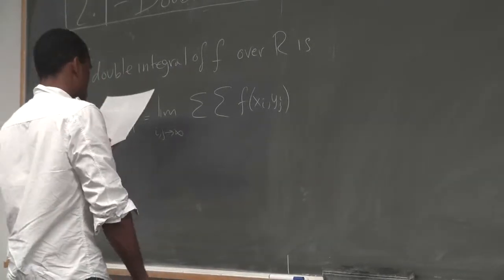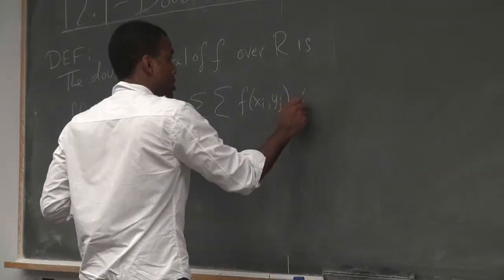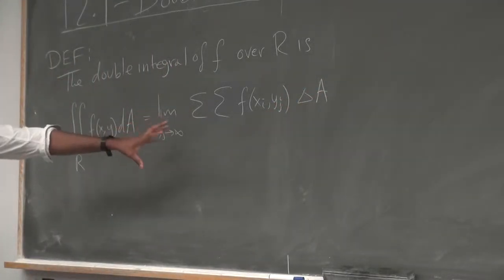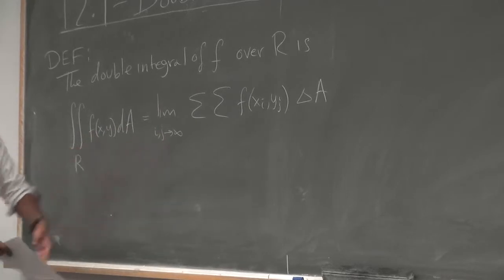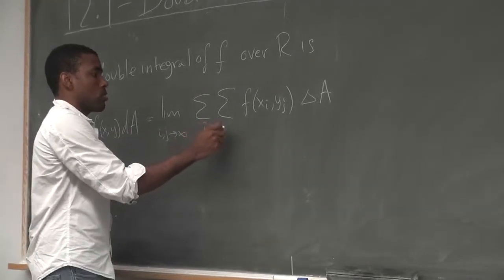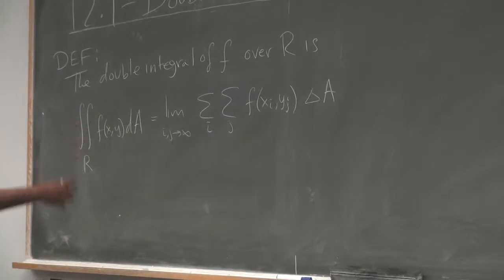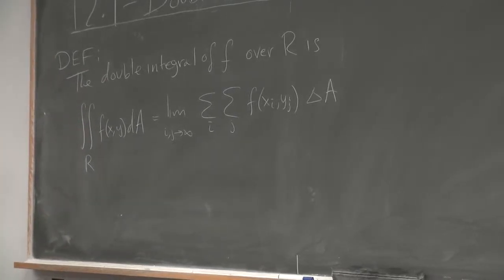Times delta A. So we're pretty much adding all these rectangles. We assume that we can get an infinite number of them. We multiply the i's by the j's and add them all together, creating this sort of double sum, and that's going to give us what the integral is.